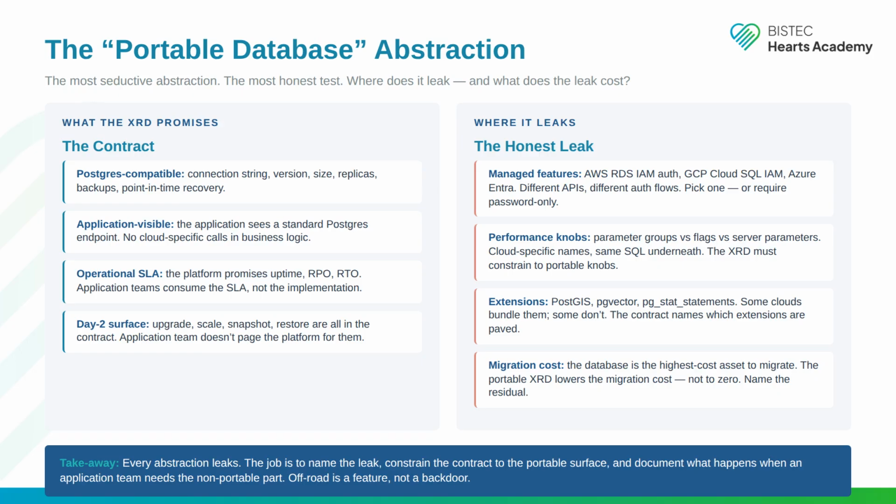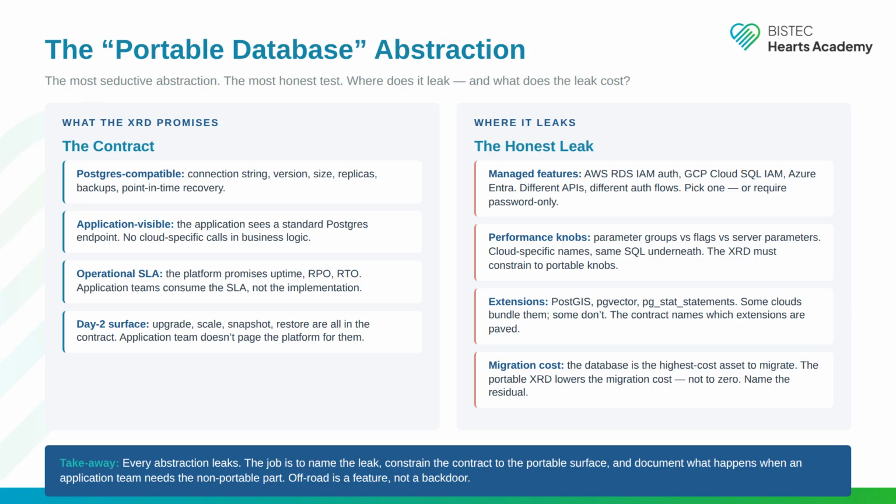Operational SLA. The platform promises uptime, RPO, RTO. Application teams consume the SLA, not the implementation. Day 2 surface: upgrade, scale, snapshot, restore are all in the contract. Application team does not page the platform for them.